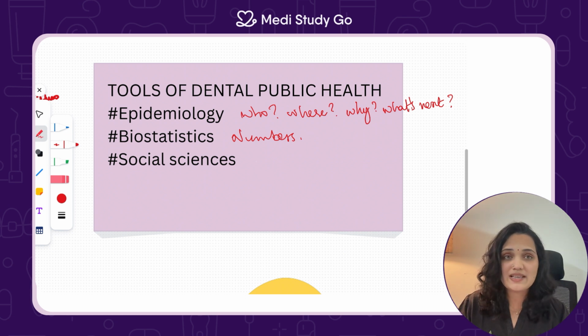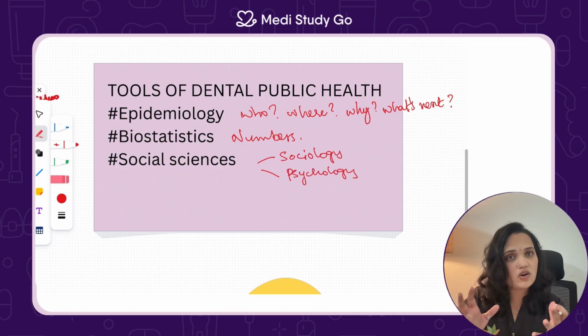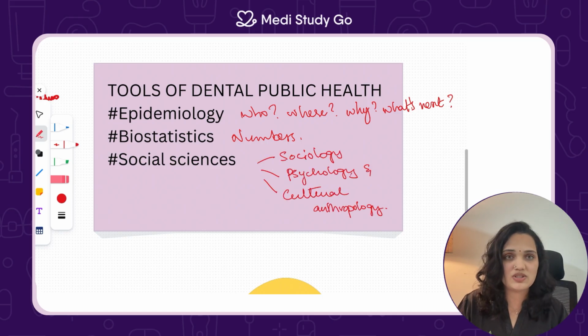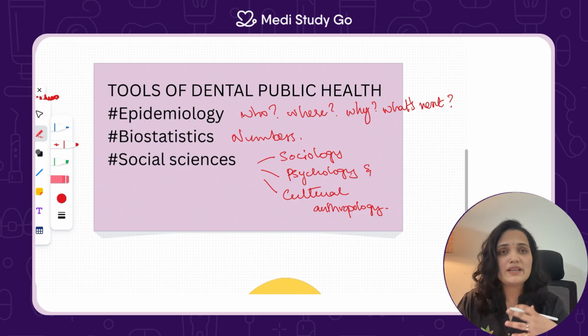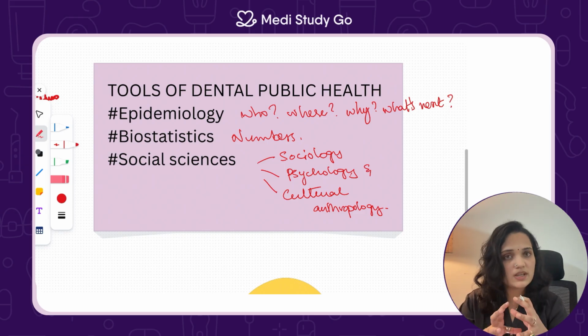The next tool is social sciences. Over here we have sociology, psychology, and cultural anthropology. Now, science alone does not change any person's behavior. The programs will fail when we tend to ignore the behavior of a person or the cultural beliefs of a person. Public health only succeeds when this cultural belief system is understood. And this is worth remembering.